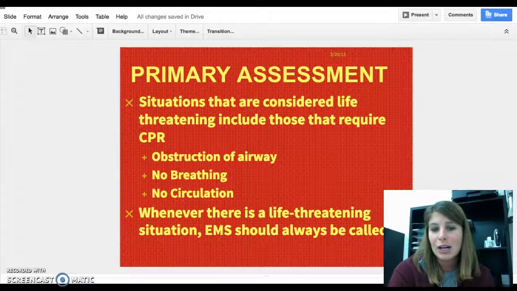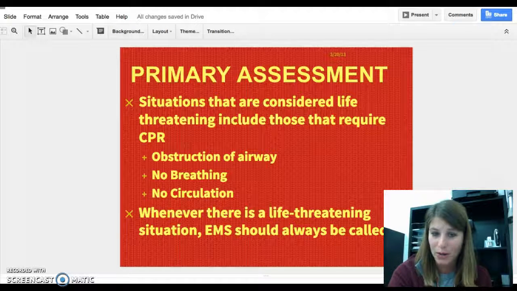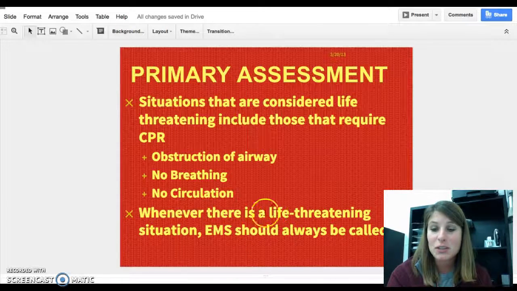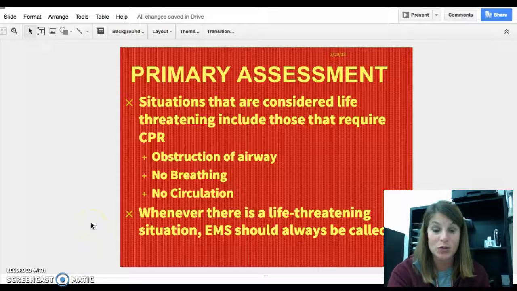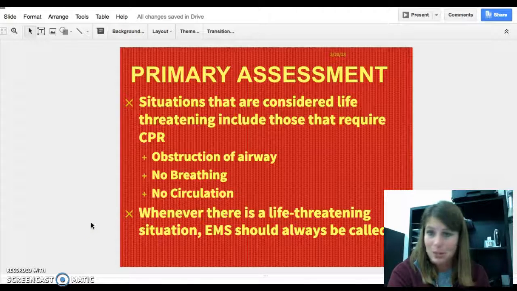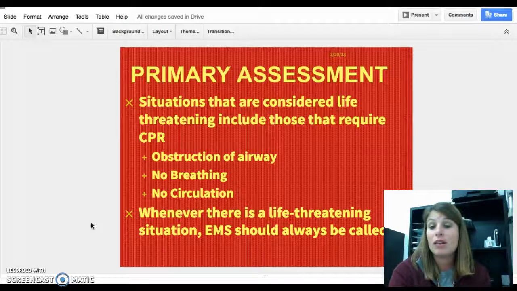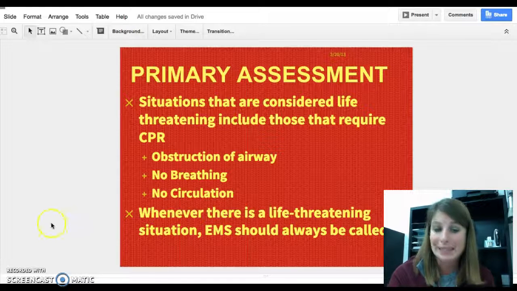Our next slide, situations that are considered life-threatening are those that require CPR. If they're not getting any air, or they do not have a pulse, that is when we would do CPR. Whenever there's a life-threatening situation, EMS should always be called. Ideally, somebody else is around to help you, so one person is giving care while another person is calling 911. It doesn't always work like that. So the quicker you can call 911, the quicker the ambulance will be there to help you. So make sure that you have established what's wrong with the victim and you call 911 immediately.